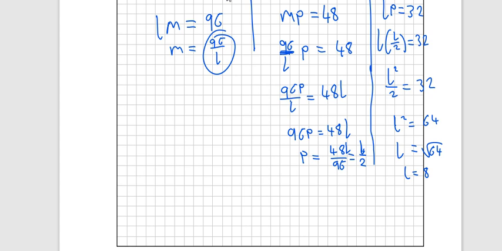Now, we know that L is 8, therefore we can go back to the one that we just had. So P is equal to 8 divided by 2, then I just put an 8 back in. So 8 divided by 2 is 4. So P is equal to 4. And then go back to the first equation. We know L is 8. Therefore, M would be equal to 96 divided by 8 because it's 96 over L. Therefore, 96 divided by 8 is 12. And we have M, P, and L then.